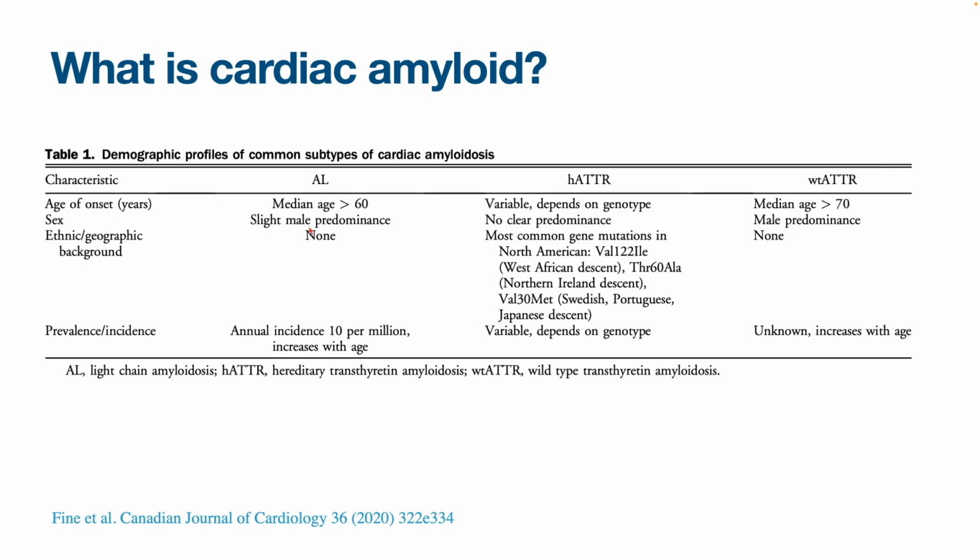So just looking over the general demographics, the AL type, usually people started around age 60, slightly more male, no ethnic preponderance, and it's about 10 per million, not that common. The ATTR version, the hereditary type, it really depends on the genotype. It's also dependent on the ethnic background, depending on whether you are European, North American, or Japanese, for example. And the prevalence is variable depending on genotype.